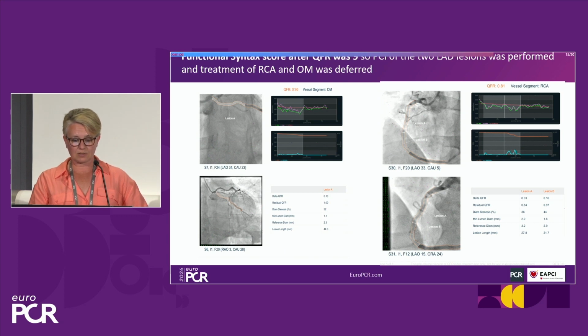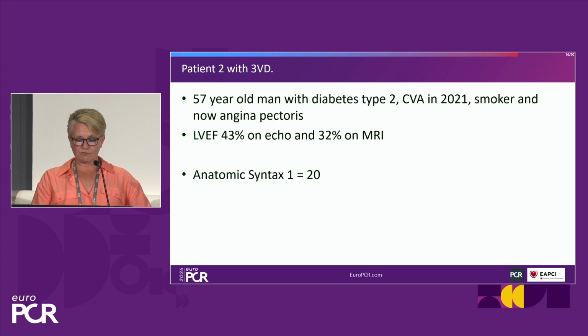We then proceeded to perform QFR of the other two vessels, and you can see that the circumflex was 0.9 and the QFR of the RCA was only 0.81. So we treated the LAD ad hoc at the table, and he was done. So the functional SYNTAX score was much, much lower than the SYNTAX score based on the initial pictures.